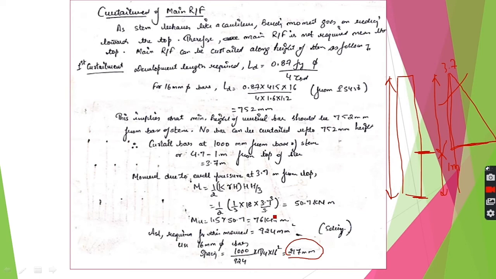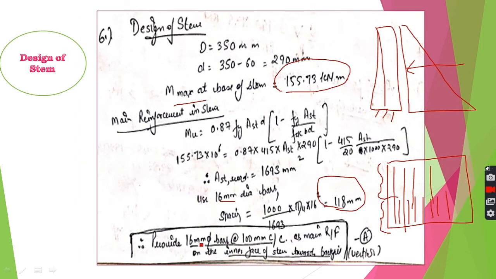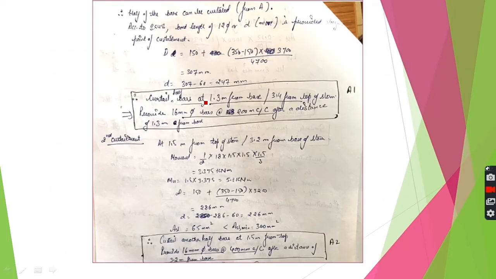So in the first case here, when we are taking the total moment at base, we need 16 mm dia bars at 100 mm center to center near the bottom portion, and at this height where we have put the curtailment, that is 1 meter, we don't need this much reinforcement. We need 16 mm dia bars at 200 mm center to center. So it is clear to you that half of the reinforcement can be curtailed at this particular height.